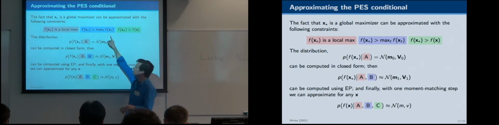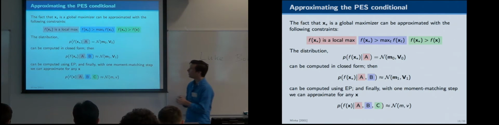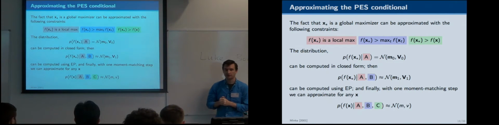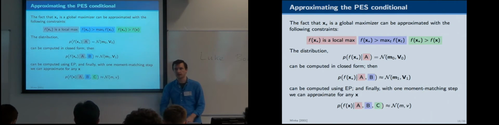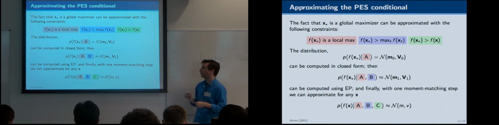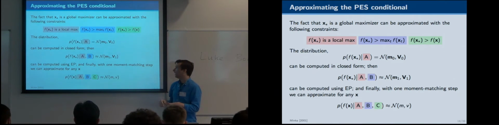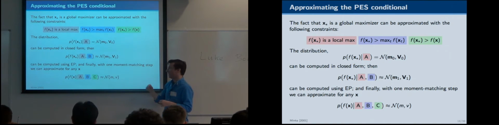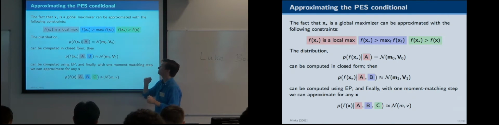OK. The next thing that I need to do is assume that f of x star is greater than all of the observations that I've made so far. Now, this cannot be done in closed form. I'm going to have to use expectation propagation in order to evaluate this and end up with a Gaussian approximation to that. I'm not going to go over how to actually derive the EP algorithm for this, but we can talk about that offline if you're interested. Then, given that, I'll end up with a Gaussian distribution over f of x star.